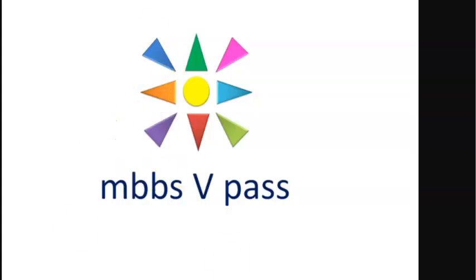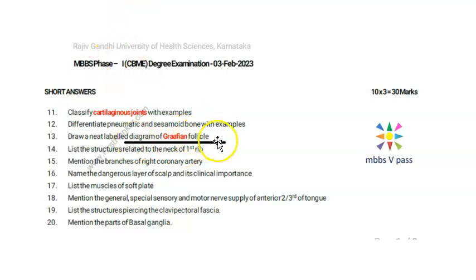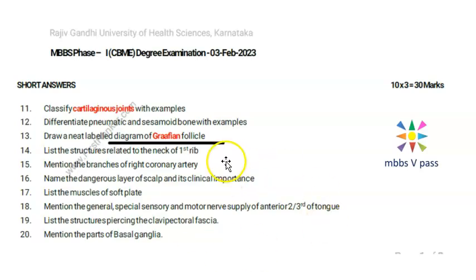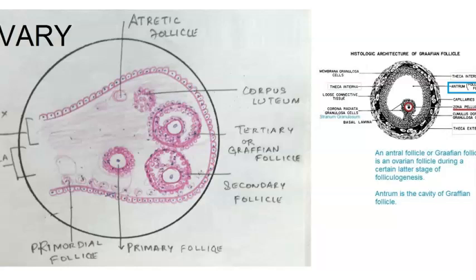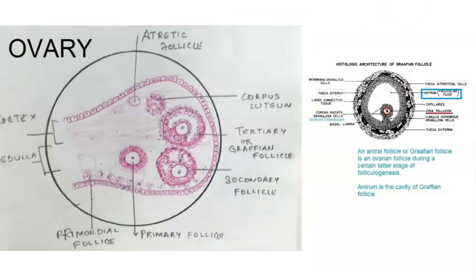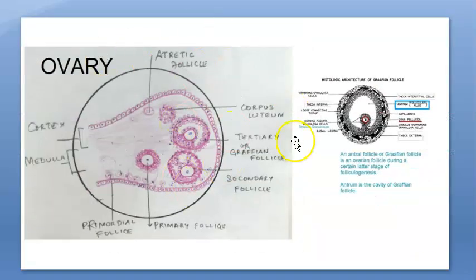Let's move on to the next question. Coming to the diagram of the Graafian follicle, you should know, people. The Graafian follicle is the mature antral follicle in the ovary, which will release the oocyte during ovulation. You should know how to draw the diagram. They've asked you to draw a neat labelled diagram. This is within the ovary. Here you have the tertiary or Graafian follicle, looking like this. This you'll have to draw.